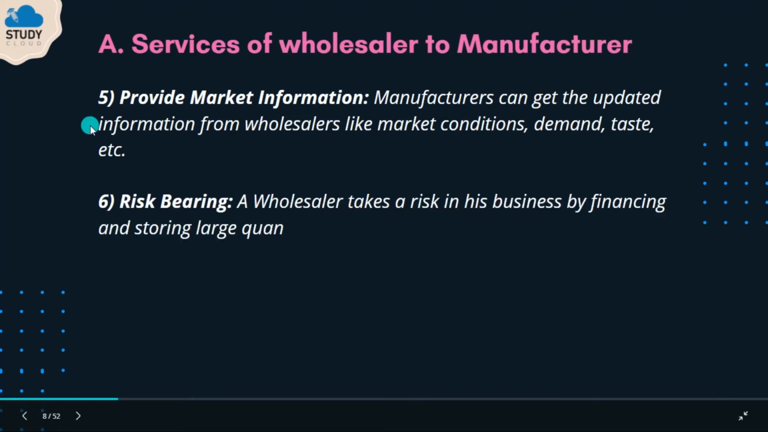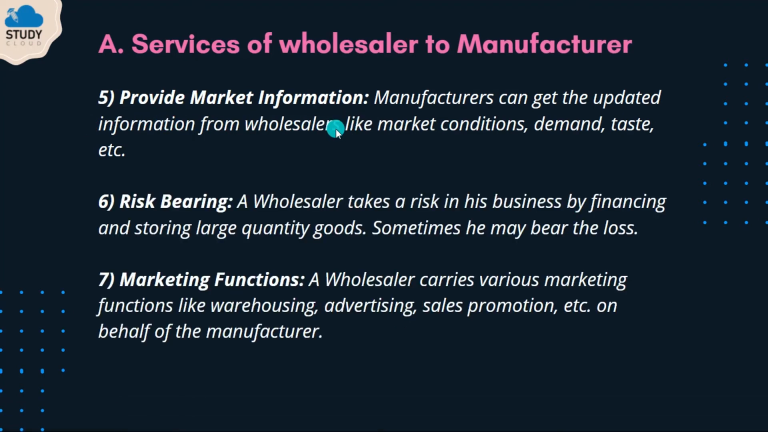Then fifth part is provide market information. Now manufacturers get all the market information from the wholesalers about market conditions, demand, taste, etc.